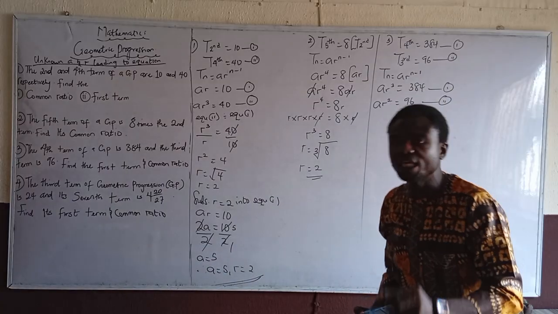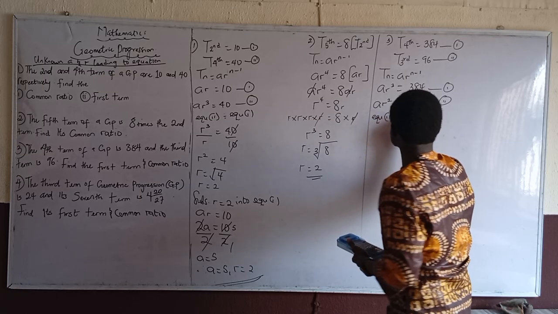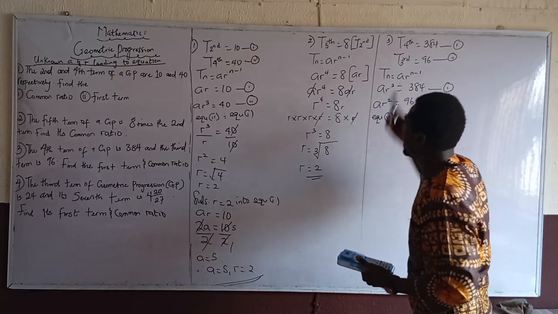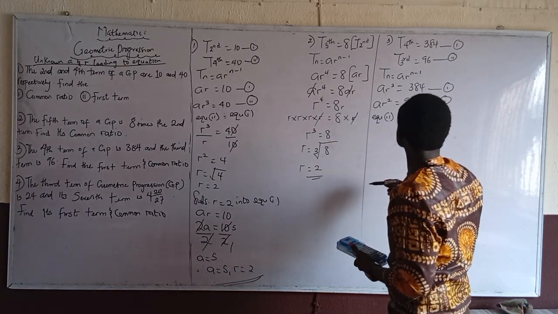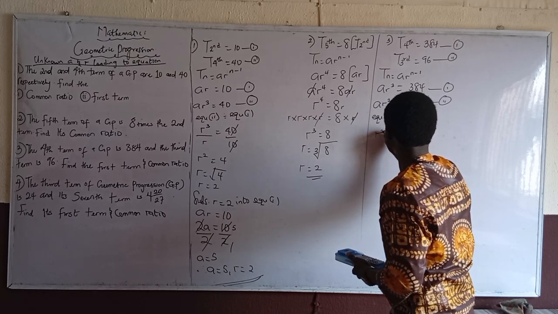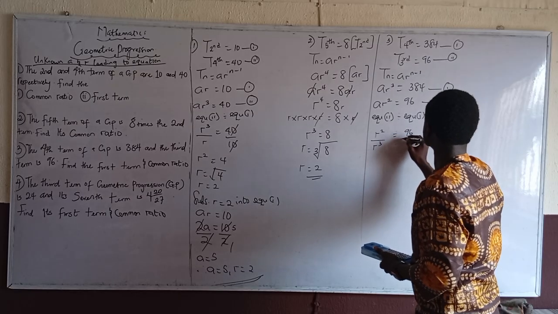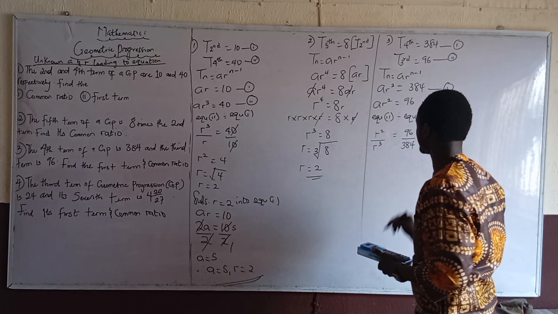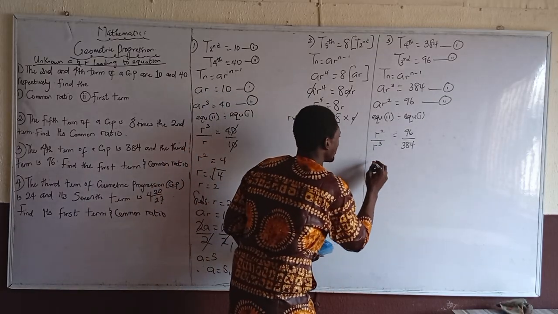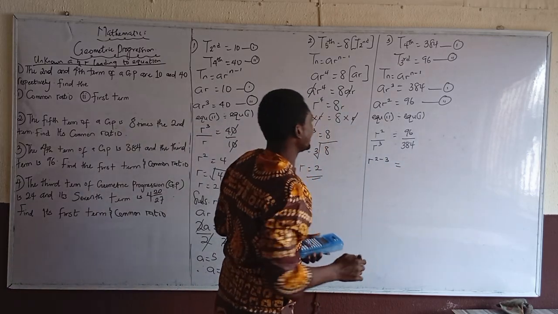Then for a GP we divide. So here becomes equation 2 divided by equation 1. A divided by A is 1. So here becomes R^2 divided by R^3 equals 96 divided by 384. Now in this case, here becomes R^(2-3) equals, we're going to divide this.